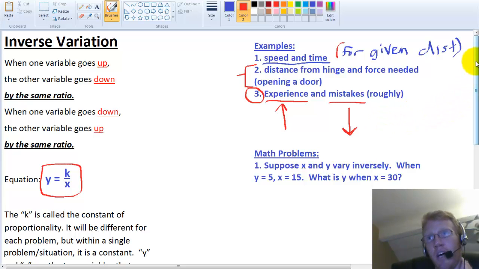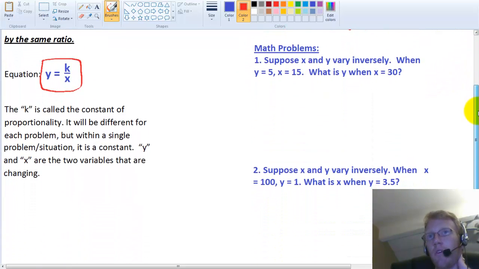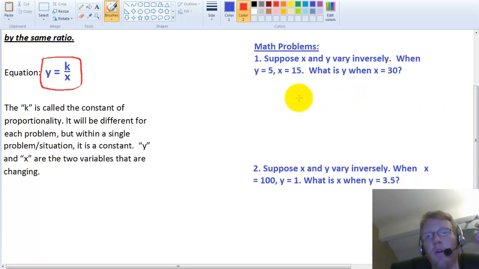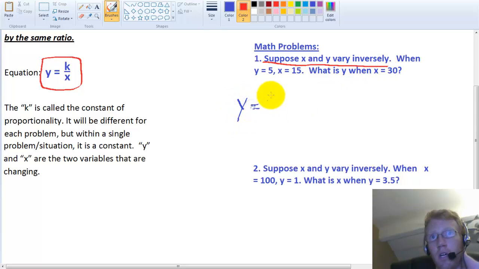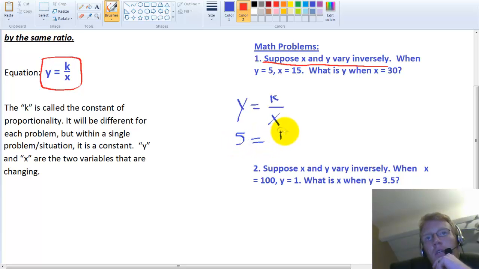Okay, let's do a couple of math problems. Just like before with direct variation, typically what you'll want to do first is set up your equation and solve for the value of k. And once you know the value of k, then you can use that value to solve for the unknown. So suppose x and y vary inversely. So as soon as they tell you that, you pop up with your equation, y equals k divided by x. Okay. When y equals 5, x is 15. So we can plug that in. 5 equals k over 15.